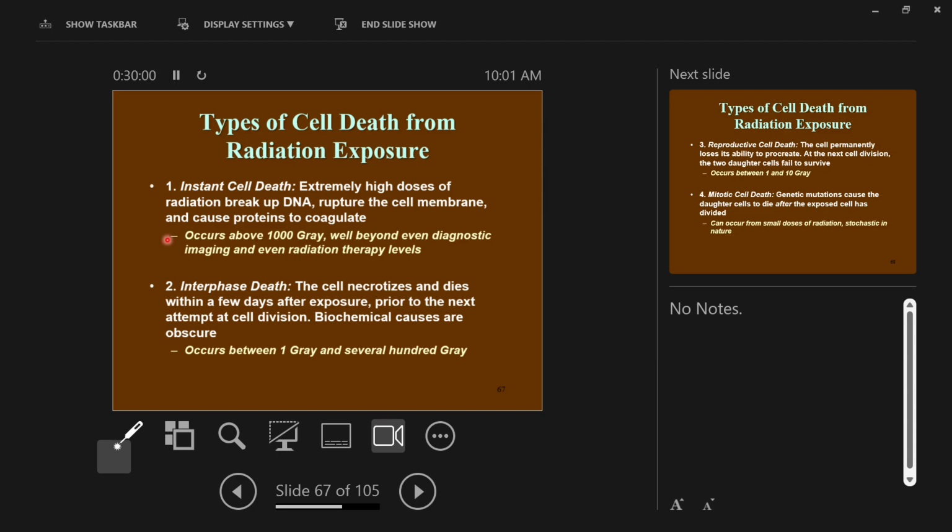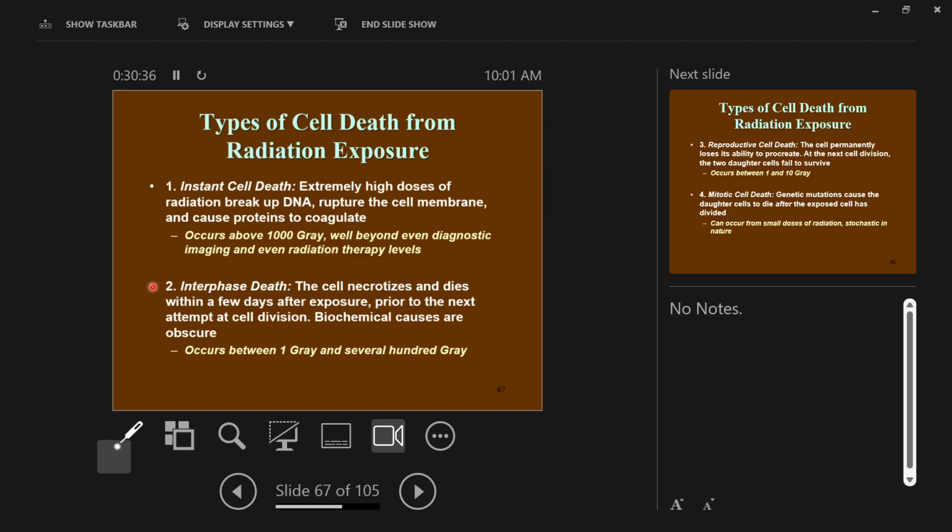So 1,000 gray, 1,000 times more, right? Obviously lethal. 6 to 7 gray to the whole body would kill anybody. That's not instant, but very imminent death to anyone from 6 to 7 gray. You do not survive that. So 1,000 gray, all of your cells destroyed immediately. You have basically seconds, minutes to live. In an individual cell, it's the same way. An individual cell, instant cell death from 1,000 gray or more.